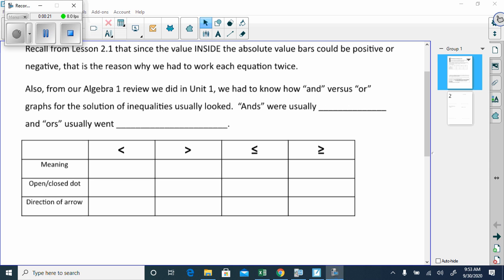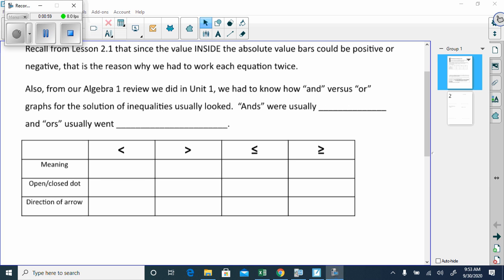Okay. And then it says, also in our review unit, Unit 1, we had to know AND versus OR statements when we were dealing with inequalities. So we called those conjunction and disjunction. The conjunction was when it was all written as one whole statement, like negative 3 is less than x is less than 3, all one line. We also had disjunction, which were OR statements. They might say x is less than negative 3 or x is greater than 4. We had it written two separate ways.